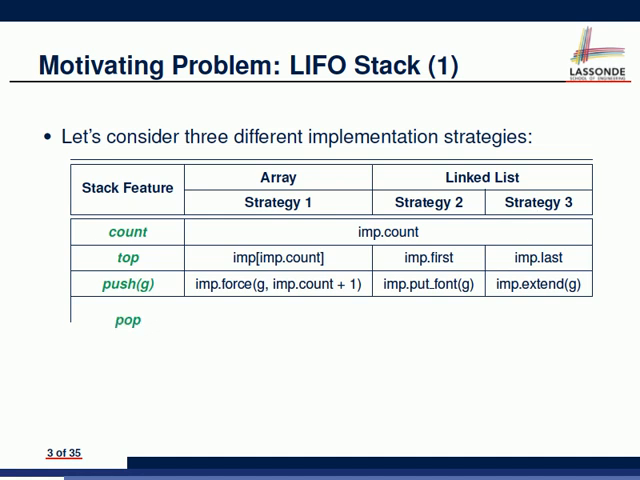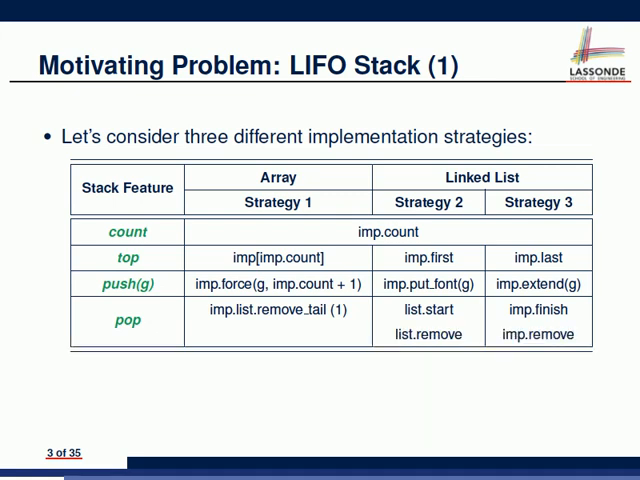Okay, finally, let's say for the pop. In this case, if I want to remove the top from the array, I want to remove the last element, in which case I can call imp, so there's a typo, just imp.remove tail, and then 1. Okay? I want to remove the last 1 element. And then for strategy number 2, I want to remove the first. So what I can do is, I can move the cursor to the front element and then remove. And for strategy number 3, I can say finish, go to the last position of the cursor of the list, and then remove.